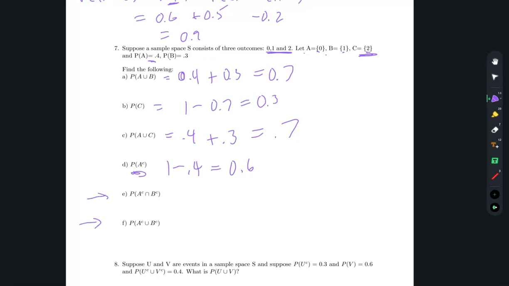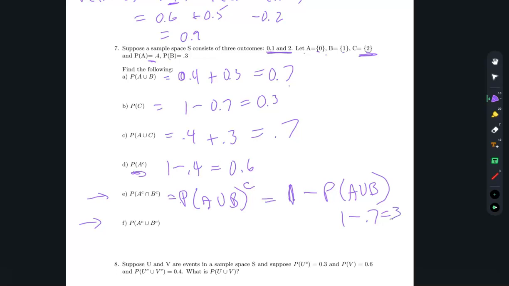Oh, I see De Morgan's going on here, so let's play with it. So this is the same thing as saying the probability of A or B all complemented. And I know that's going to be all of it, so 1, subtract the probability of A or B. And I figured out what the probability of A or B was in the very first step. So 1 minus 0.7, that gives me 0.3.